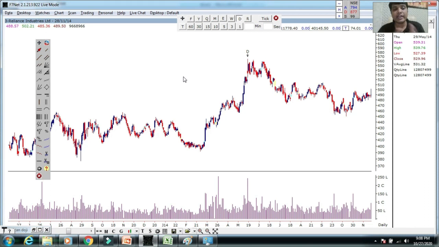So this was regarding, guys, head and shoulder and inverted head and shoulder. In the next video, we will see the next continuation patterns, that is falling wedge and rising wedge.